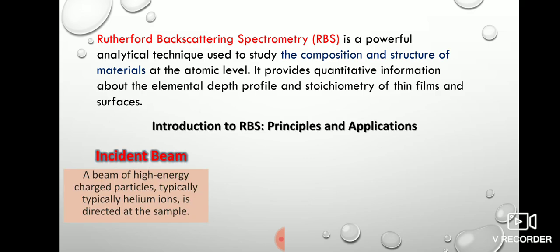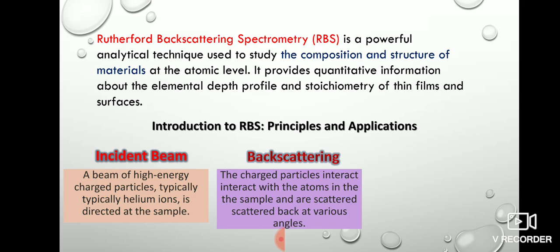So basically RBS consists of three stages. The first one is the incident beam striking the surface. That is, a beam of high energy charged particles falls on the surface, interacting with the required surface. And the second stage is the backscattering of the incoming projectiles.